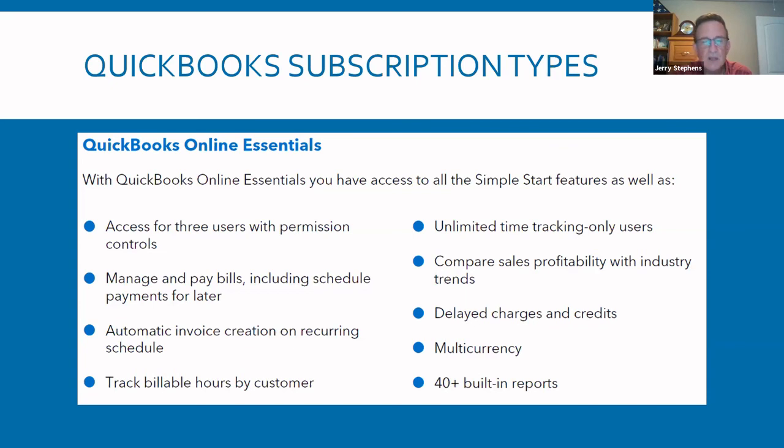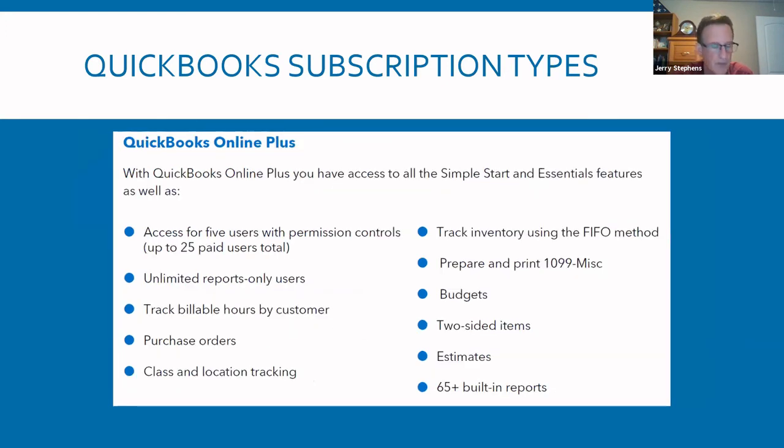You can also do unlimited time tracking. If you're in a business that tracks time and bills that way, it has that capability. It has some reporting on profitability that you can compare within the industry, that may be of value. It'll do multi-currency, and it has 40 built-in financial reports. And then on the Online Plus version, of course, it's everything that we've talked about, but here you're up to 5 users with permission controls, and up to 25 users in total.